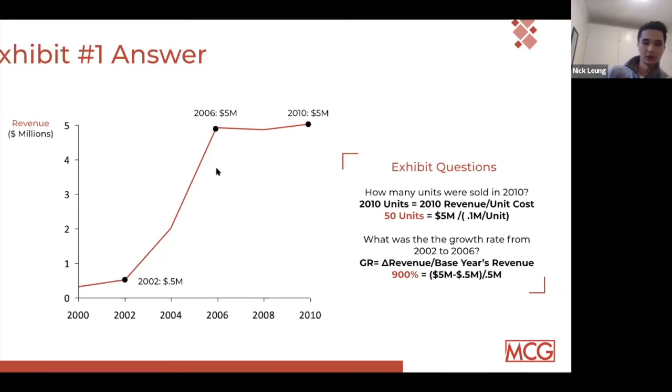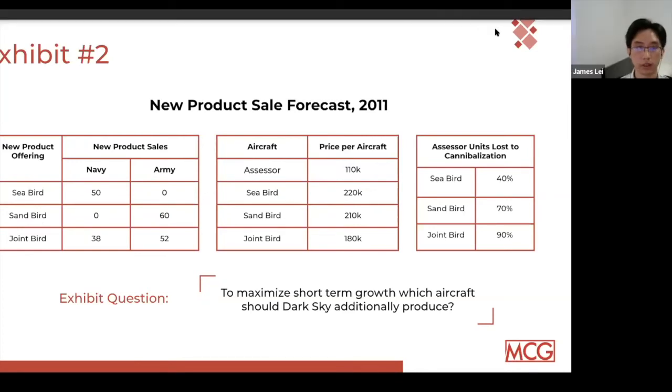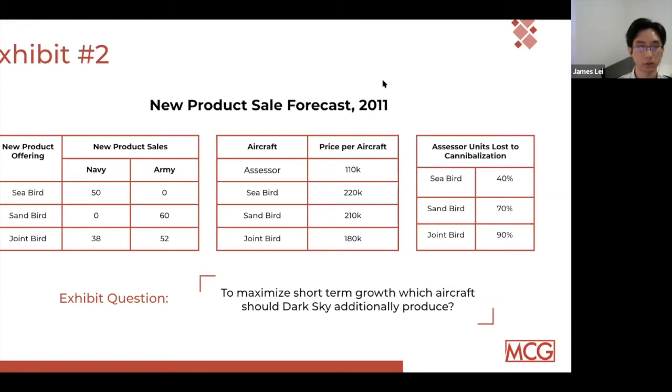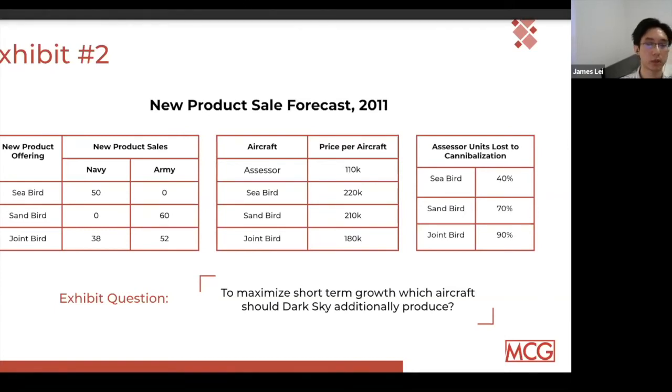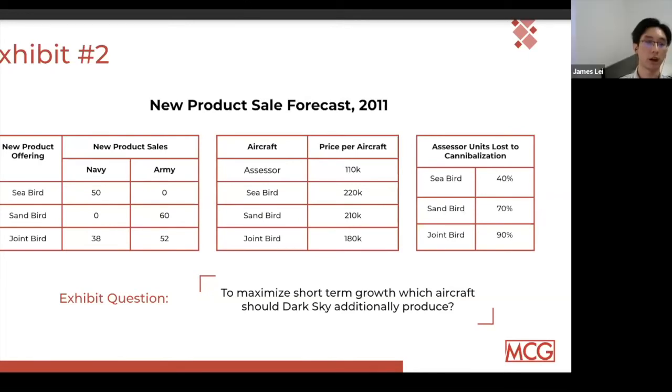Cool. So moving on, we do have data on potential products that we might sell in future years. So can you just start off by analyzing this exhibit for me? Sure. It looks like this is a new product sales forecast for the year 2011, next year presumably. It looks like there's 3 products currently in the R&D pipeline between the Seabird, Sandbird, and Jointbird, with differing demand between the Navy and Army.